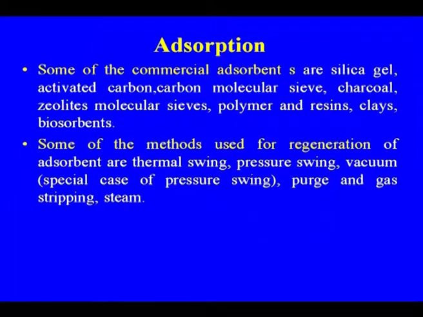For the regeneration of the adsorbent we are using thermal swing, pressure swing, and vacuum. In pressure swing adsorption, we are increasing the pressure and reducing the pressure, and so desorption is taking place. That is why it is called pressure swing adsorption. It is being used for the separation of oxygen and nitrogen, and even in the case of paraxylene purge and gas stripping steam. These are some of the commercial processes being used in the petrochemical industry.